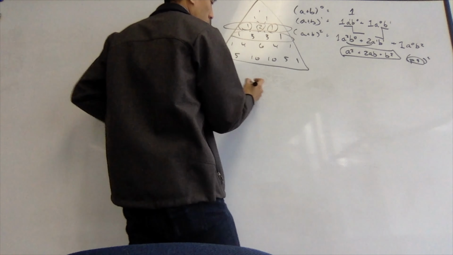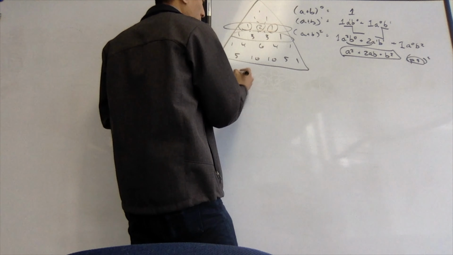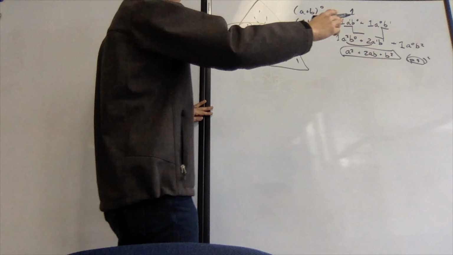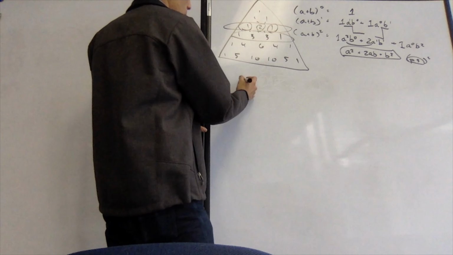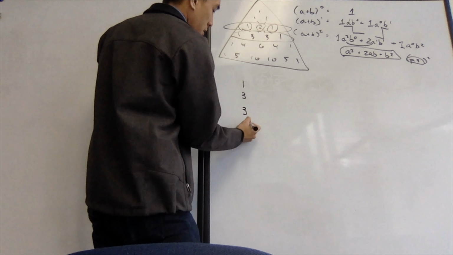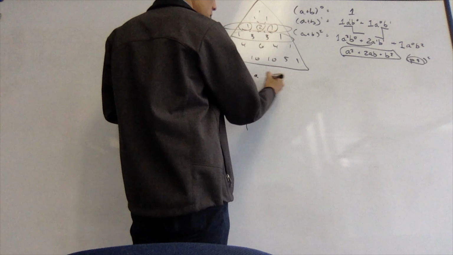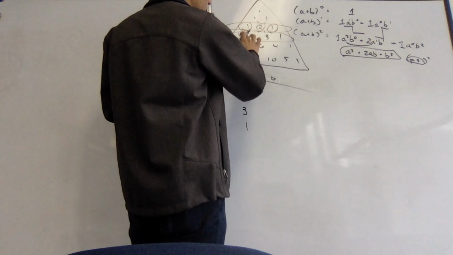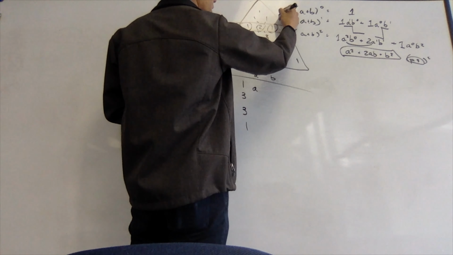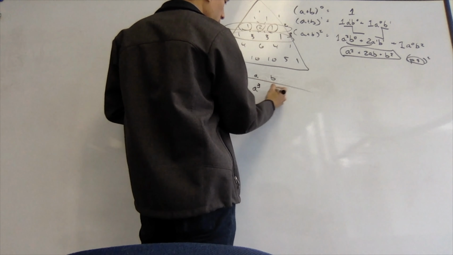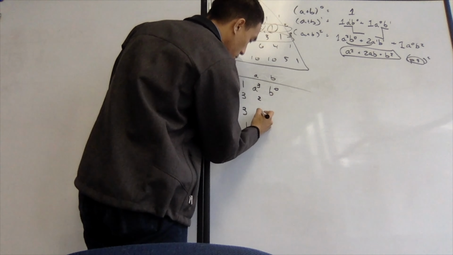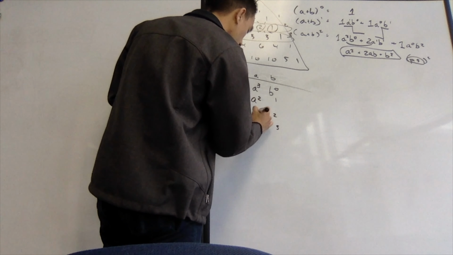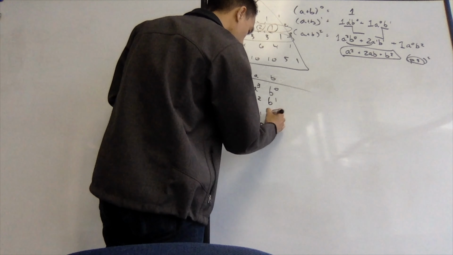Next one. I'm just going to do them up and down because this actually makes more sense sometimes. Left and right can get very confusing. So watch this: 1, 3, 3, 1. We've got our a's, we've got our b's. We're taking a to the 3rd power: a cubed, b to the 0, then 2, 1, 0 on a and 0, 1, 2, 3 on b. A, B, B, B.